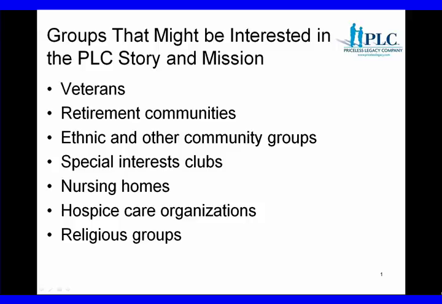Special interest clubs may even be unrelated to the topic of legacy preservation, but there are always groups, could be a model railroad club or a baseball card collecting group, that need speakers, people to come in and tell them what's going on in the community, and ours is a very intriguing story. Nursing homes, hospice care organizations, religious groups, churches, synagogues, mosques. It's almost endless, the types of groups that are very interested in issues of heritage preservation, life story capture, and so on.